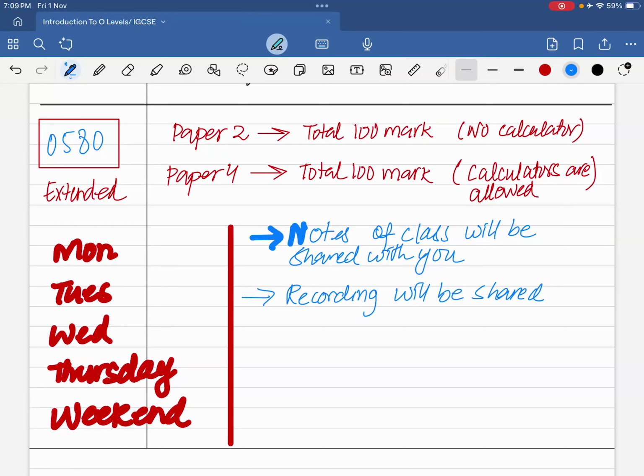For example, I wrote a title above. You can see that Introduction to O levels and IGCSE. I will name that recording with that same particular name. Agree? You will download that and save it with you, and it will be very useful data for you to revise that particular topic.